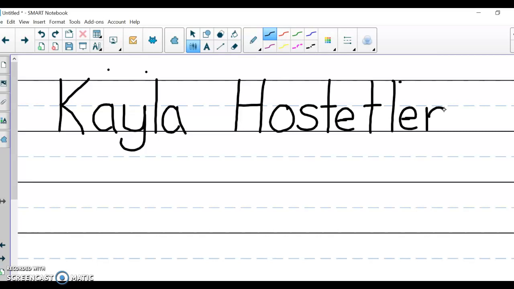All right, so I wrote my first and last name, and guess what we're going to do? We're going to practice writing our first and last name again. So let's start at the top. Remember, our first name is an uppercase letter. Our first letter of our first name is an uppercase letter. And then the rest of it is going to be lowercase. And you can practice writing your name as I do this.